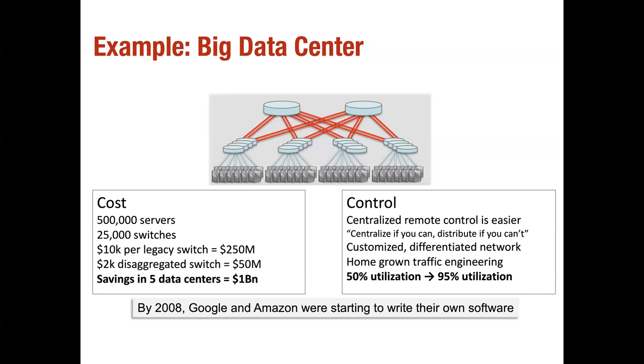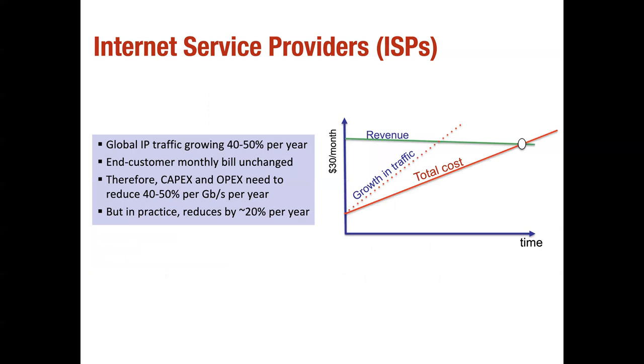And this is an example from the data center perspective. Then we have the example from the ISP perspective as well: over time the amount of traffic that these ISPs were carrying was increasing significantly, but the end customer's monthly bill didn't change, couldn't change, for competitive reasons. So it was very, very critical for these networks to make sure that they're able to leverage the capital investments they're making on these devices and maximize the usage or utilization of these devices.